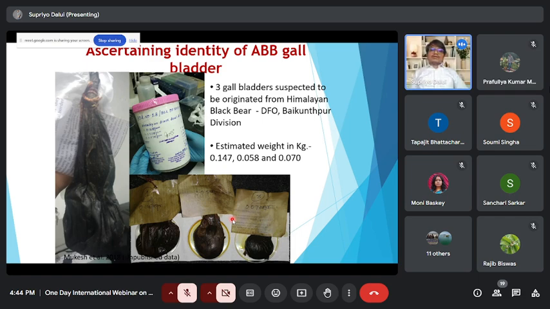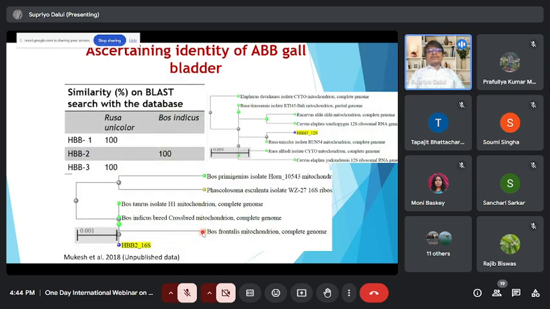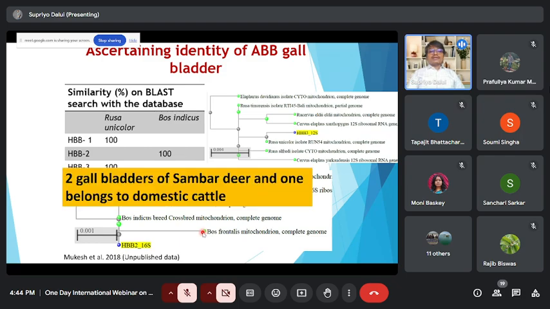So the West Bengal Baikunthpur divisional forest officer has seized 3 gallbladders, and he suspected them to be black bear's gallbladders. So he sent us these 3 gallbladders to analyze and identify if they really belong to black bear or not. So we did the analysis, and the findings were surprising because we identified that 2 gallbladders belong to sambar deer and 1 belongs to domestic cattle.